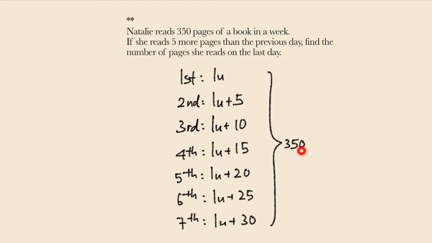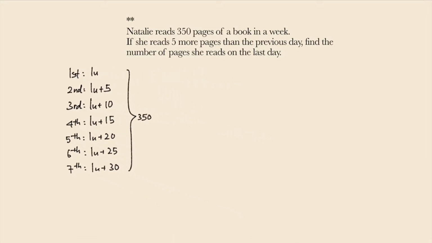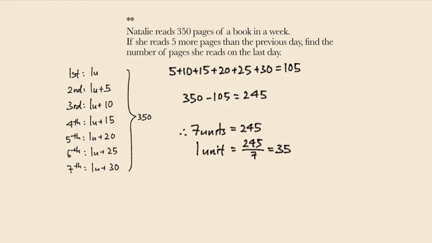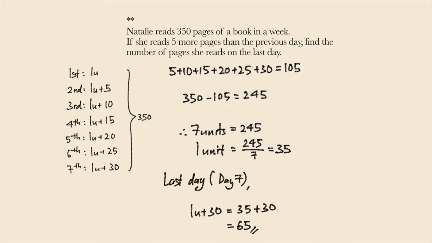Then note that the total is 350. Now you have to count and form an equation. So that's 7 units, okay? And add up all the real numbers here, giving us 105. So take that away from 350, and that represents 7 units. So 1 unit will be division by 7, 35. Now this is where making everything clear here is useful, because they want what was read on the last day. So we can see easily that it is 1U plus 30 that we're interested in. So 1U is 35, 1U plus 30 therefore is 65.